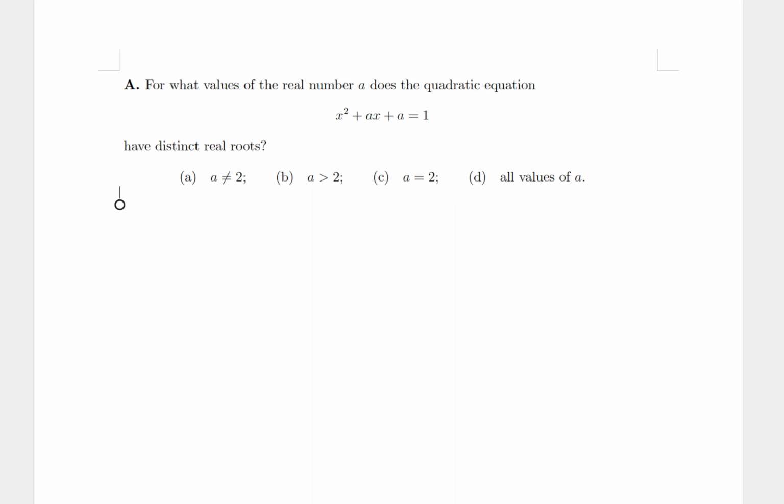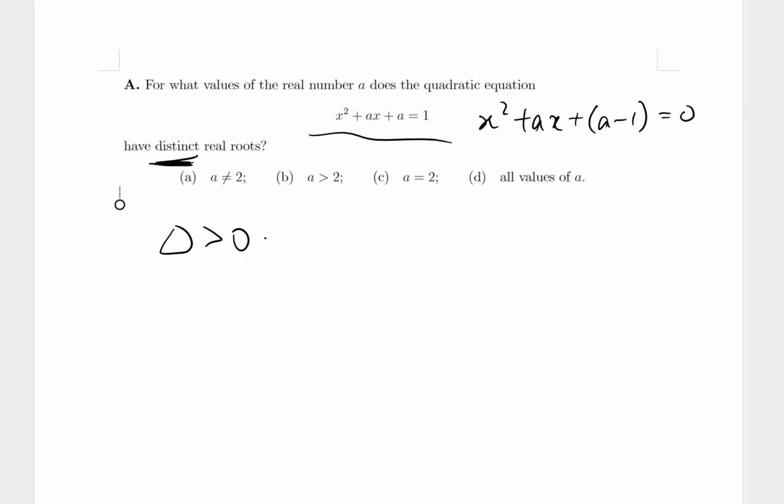Okay, so the main thing to take care of is distinct real roots, right? So delta has to be strictly greater than 0. And make sure you organize the equation properly, yeah? So it's x squared plus ax plus a minus 1 equals 0, yeah? So that's the only trap, really. And then b squared minus 4ac and so on.